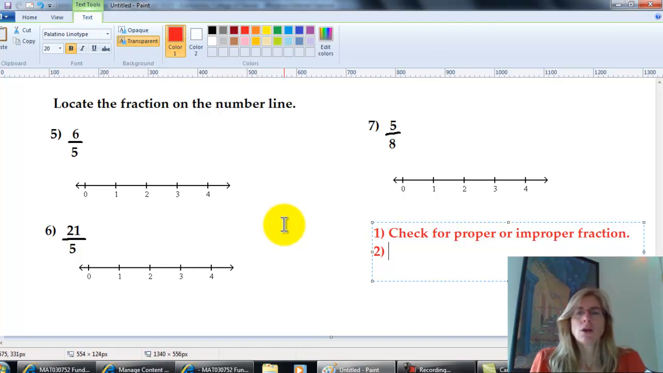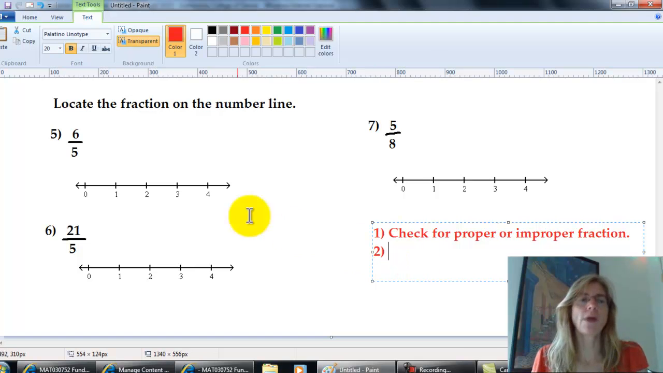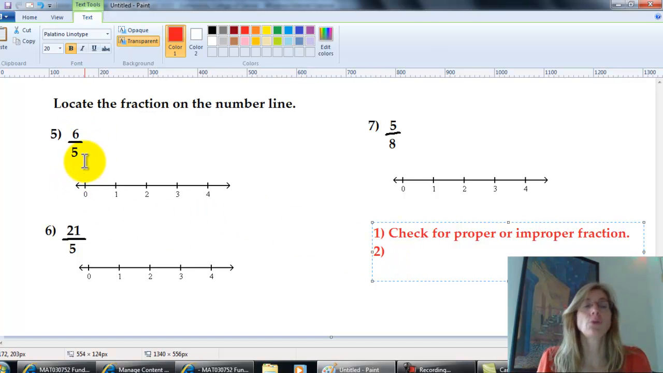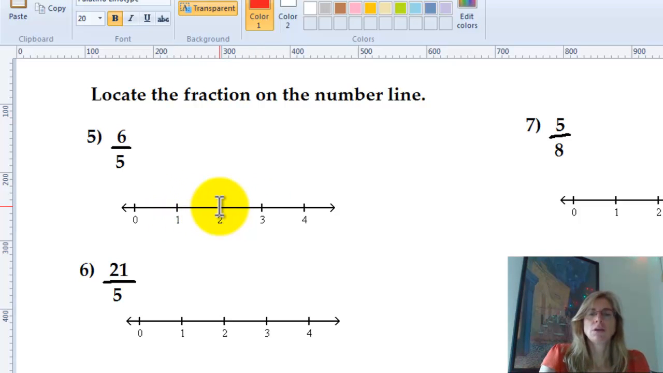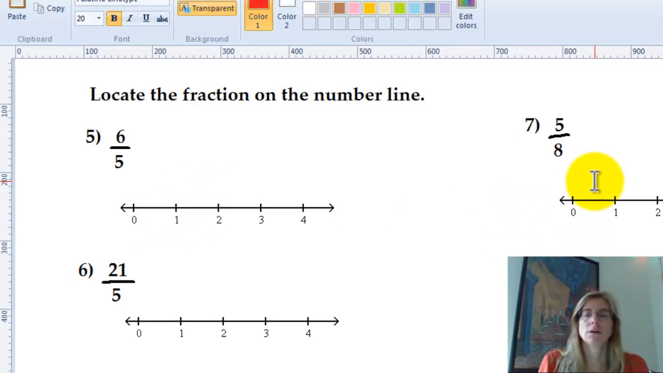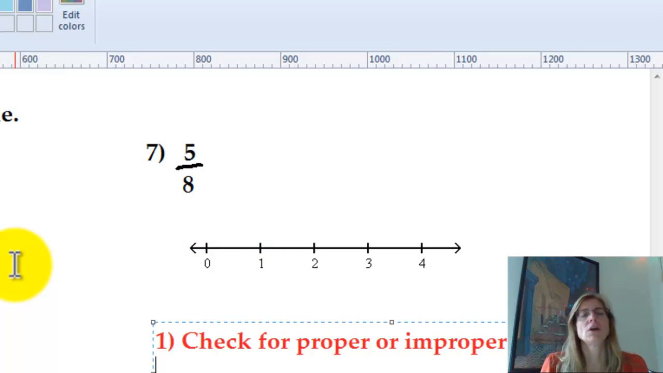Alright, so when doing this, what we're looking for is whether the fraction is larger than 1 or less than 1. Fractions larger than 1 or equal to 1 will then be at a whole number mark or beyond the whole number mark. If a fraction is less than 1, then you will have to place it less than 1. So that's the overall picture that will help you begin to do the problem right every time.